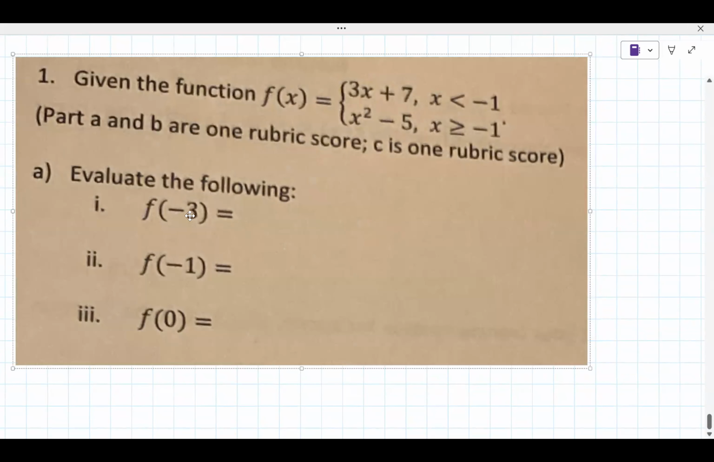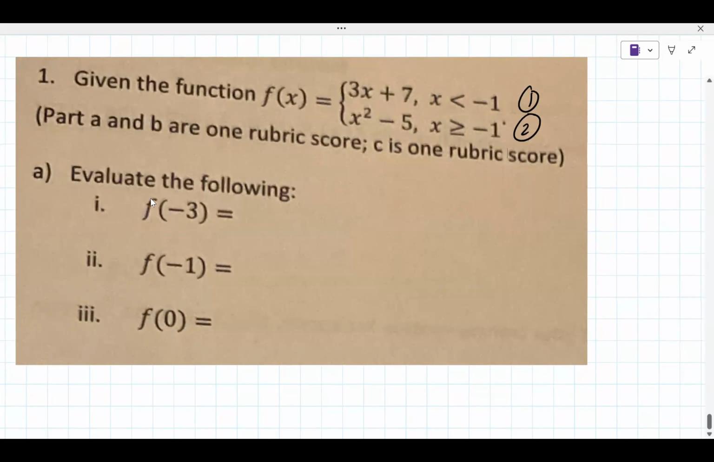Basically, you got to decide which piece you're using. Are you using piece one or piece two? You're going to use the number in parentheses and decide, is it less than -1 or is it greater than or equal to -1? So in this scenario, it's minus 3, which is greater. So then I'd have to do x squared minus 5. So then that would be 9 minus 5, which is 4 for the first one.